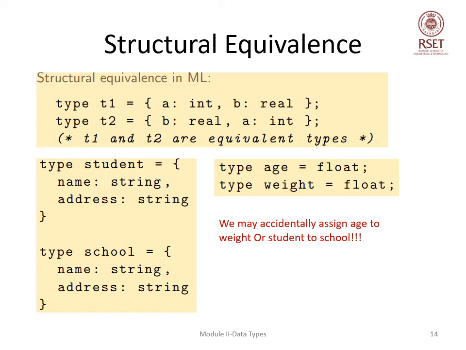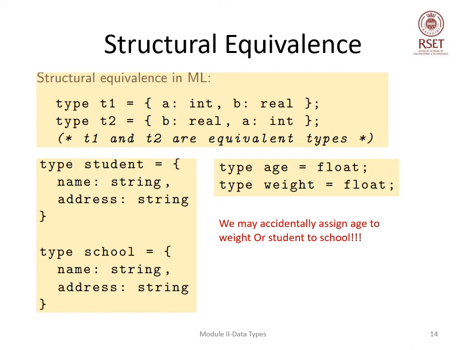And in the second example, there are 2 record types, student and school. Both student and school have name and address, both of them are string. It is defined in the same manner and it has the same components. So it is structurally equivalent, but name equivalence does not hold. In the third example, there is age and weight, both of them are float. Structurally it is equivalent, but name wise it is not.